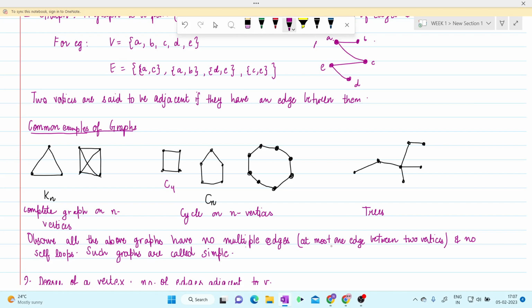But all graphs need not be simple. There are multigraphs also.